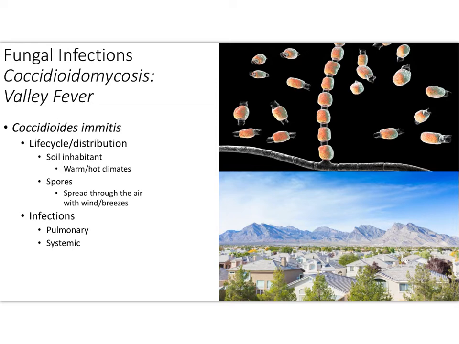In terms of its lifestyle and where we find it, we tend to find the fungus itself in the soil. Mostly it's associated with the soils of warm or hot climates. So like I was saying, southwestern part of the US. And as this organism grows, it releases spores. And these spores are spread throughout the air, typically when the wind blows. And as you know, in Vegas, we get a lot of wind. So as the wind is blowing and spreading those spores around, people are breathing them in, they get into people's lungs, and they cause this disease that we call valley fever.